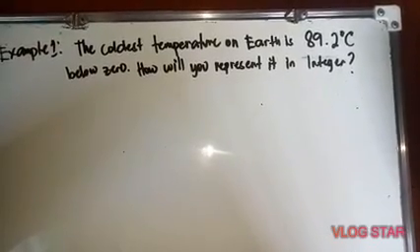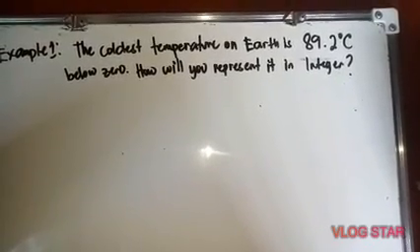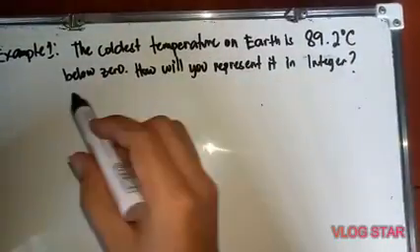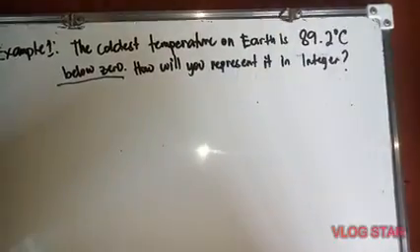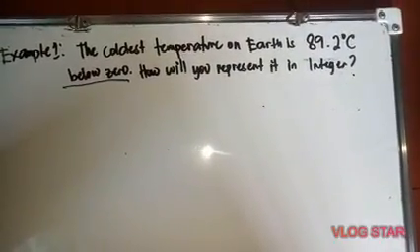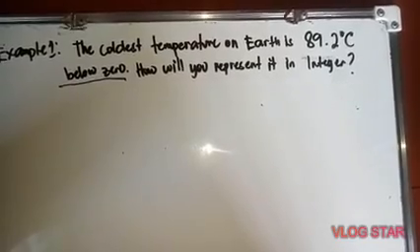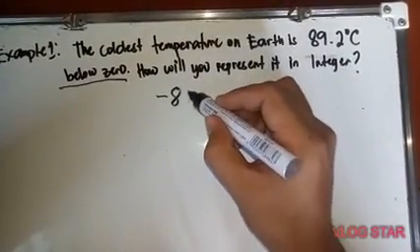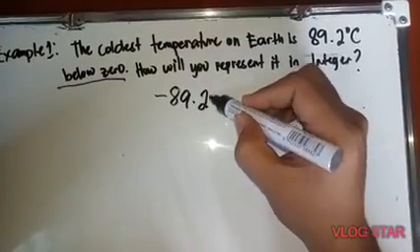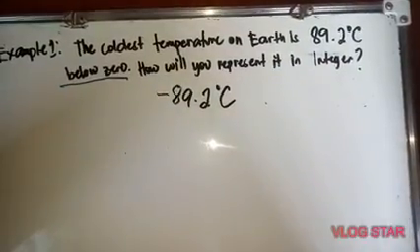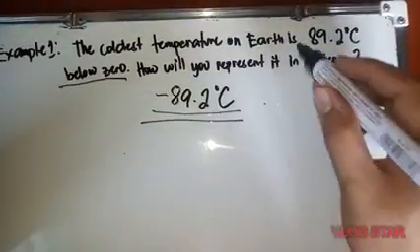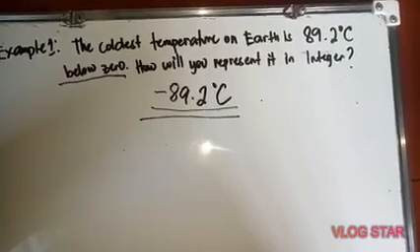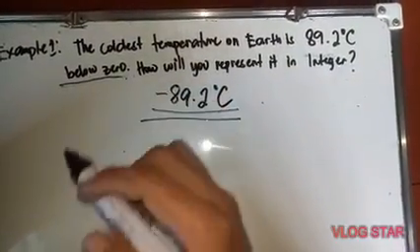The coldest temperature on Earth is 89.2 Celsius below zero. How will you represent it in integer? Since there is a clue that the temperature is below zero, then we can use the negative integer to represent the temperature. So, negative 89.2 degrees Celsius. So, this is how we represent it in integer, negative 89.2 degrees Celsius, since this is below zero.